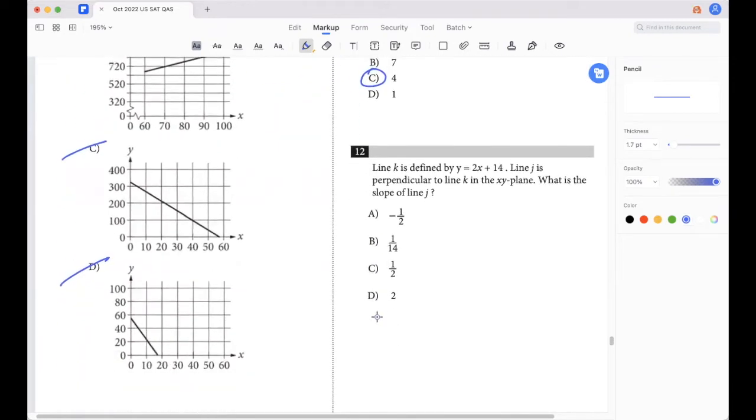Line k is defined by y is 2x plus 4. Line j is perpendicular to line k. What is the slope of line j? So line k, the slope is 2, right? Slope of k is 2. So slope of j will be the negative reciprocal of this because the lines are perpendicular. So it will be minus 1 by 2.